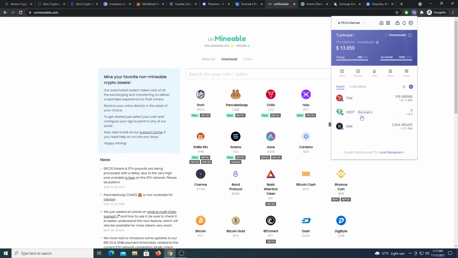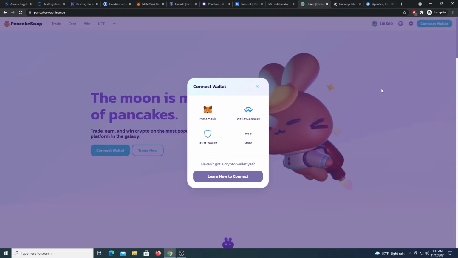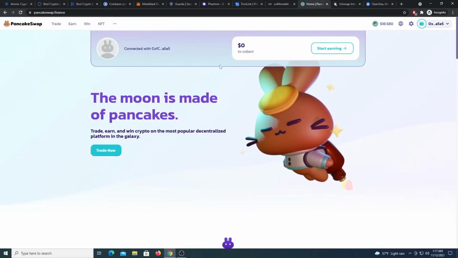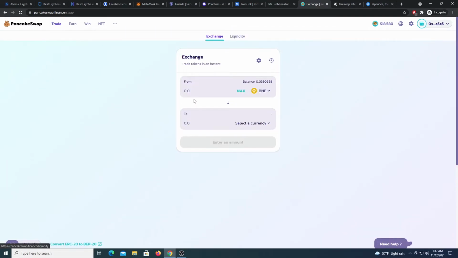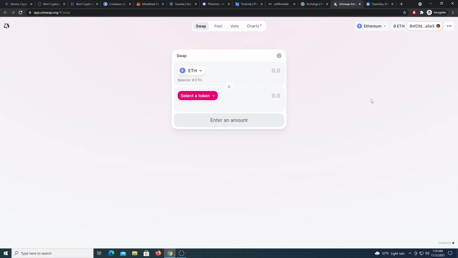Now let's take a look at how the wallets would connect to some of the most popular decentralized finance apps and NFT markets. In the case of PancakeSwap, you can connect a wallet. In my case, I'm going to connect Metamask, and this will allow me to exchange my tokens and coins. I will have my balance, and then I can select a token or a coin and do the trade. In the case of Uniswap, I will connect the Ethereum network of my wallet, which is Metamask, and then I will be able to place some trading operations.